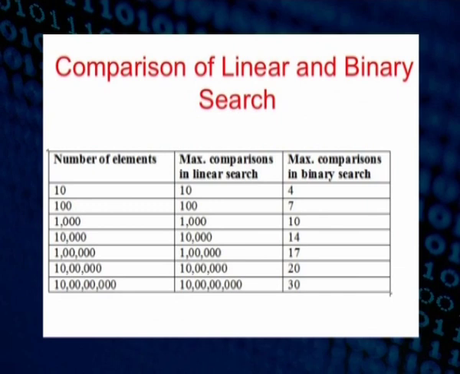Comparison of binary search and linear search. A comparison of linear and binary search reveals that binary search is much faster than linear search, as shown in the following table. For searching in a list containing 1000 elements, linear search makes 1000 comparisons while binary search makes 10 comparisons. While for 1 billion elements, linear search makes 1 billion comparisons while binary search makes 30 comparisons only.